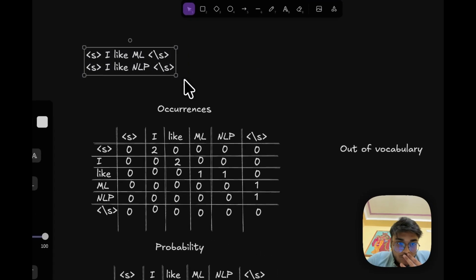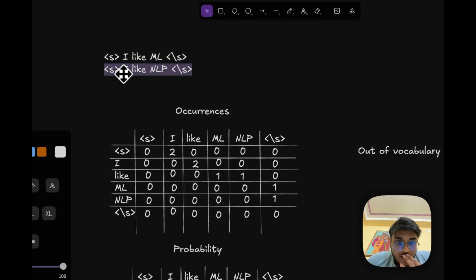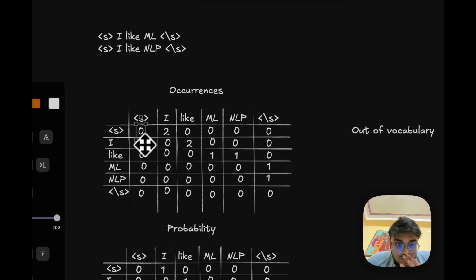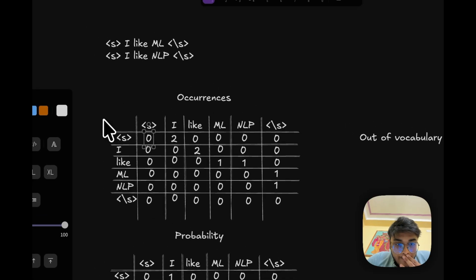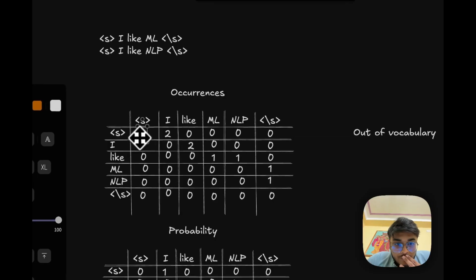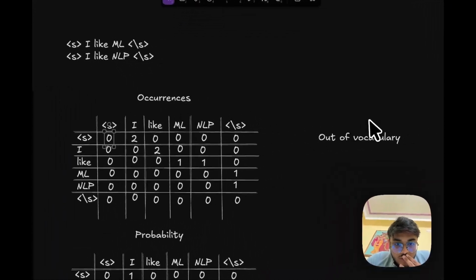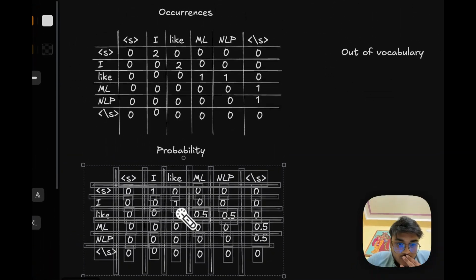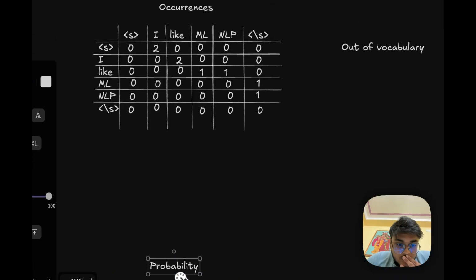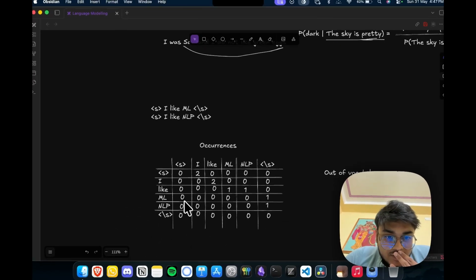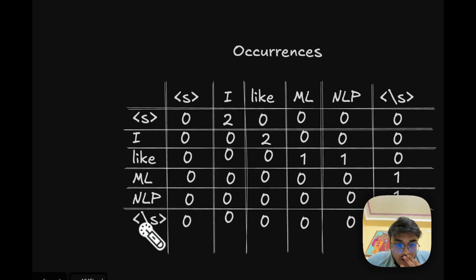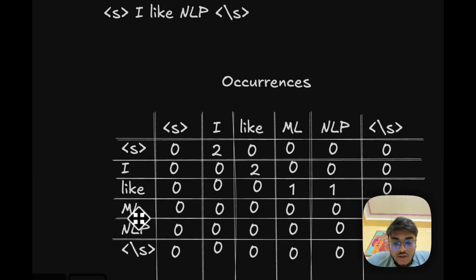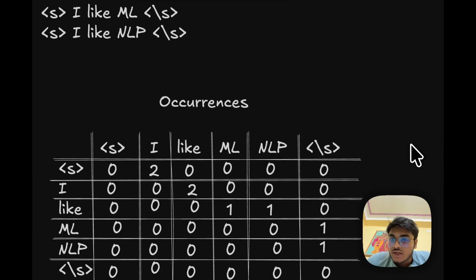The idea is we have a corpus right here, which is "I like ML and I like NLP." We have to find the occurrences. Let's explain. I'm just going to move it downwards. I'm going to find the occurrences. What I'm doing is calculating all the unique words and putting them right here in this column, and also putting the same thing in the row.